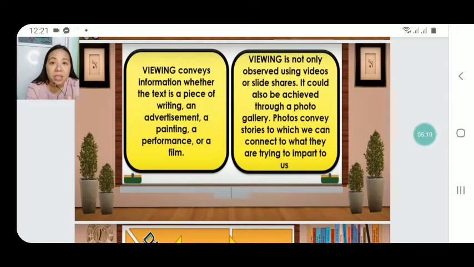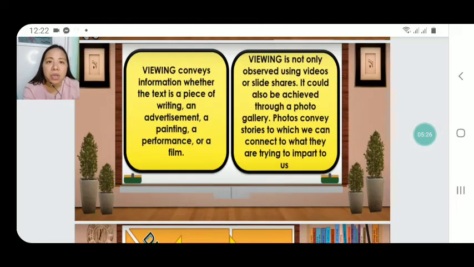An advertisement, yung mga nasa mga pagsalabas, minsan may mga nakapost sa wall or sa mga building. That is also, we can get information from those texts. A painting also has information. A performance or a film.